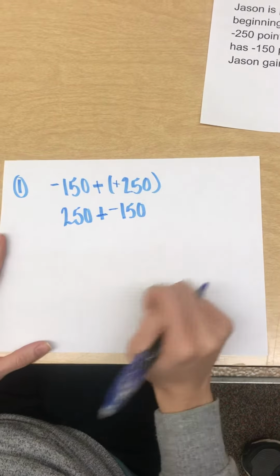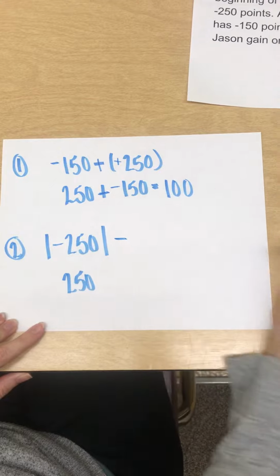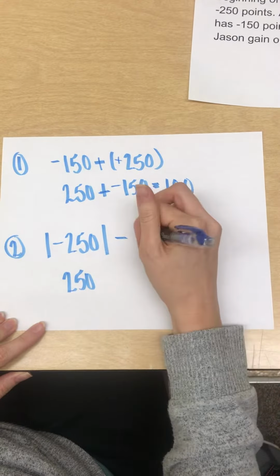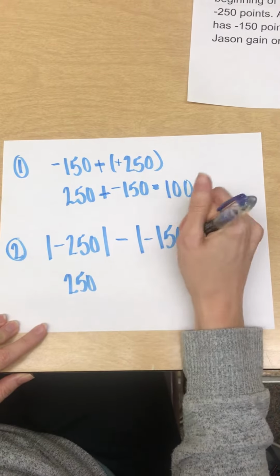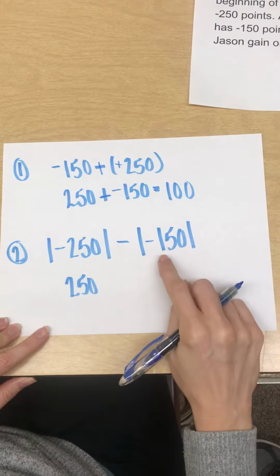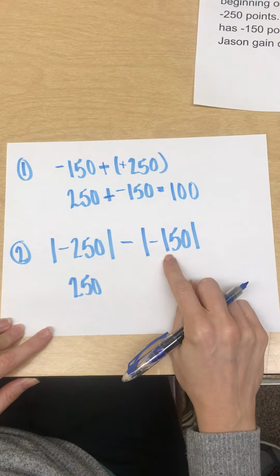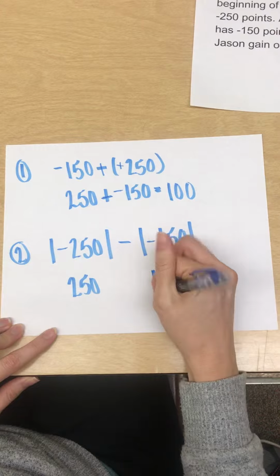So the second way I'm going to show you is you just ask yourself, what is the absolute value of negative 250? Or how far away is negative 250 from 0? And the answer is 250. And we're going to subtract it from the absolute value of negative 150. Ask yourself the same question. How far away is negative 150 from 0? And your answer is 150.